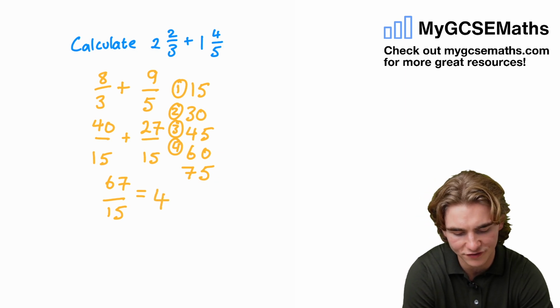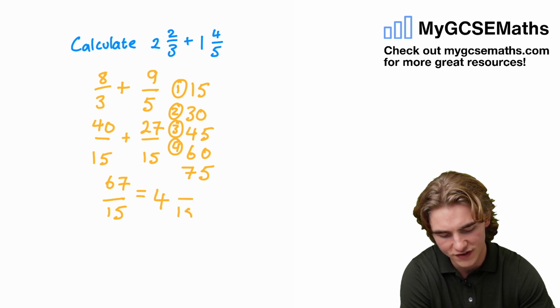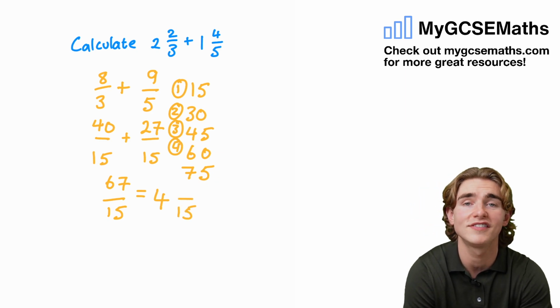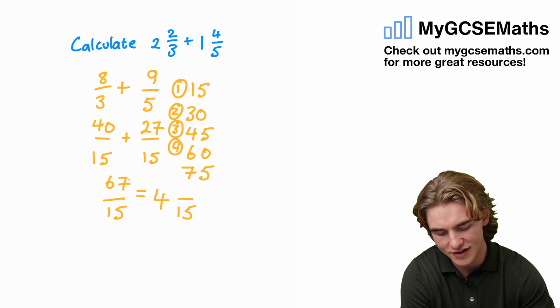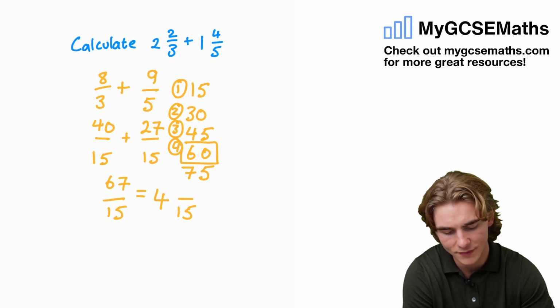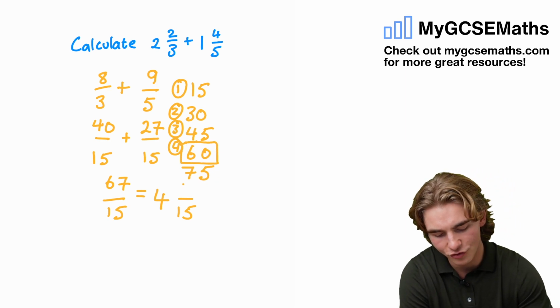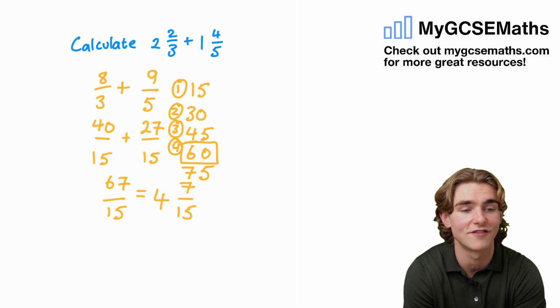And then what are we going to have left over? Well, our fraction is out of 15, so we're going to have something over 15. Final step, guys, we're going to see how much bigger that numerator is than the multiple of 15 that we used. In this case, the multiple of 15 that we used was 60. 67 is going to be 7 bigger than 60, so we can write our answer as 4 7/15.